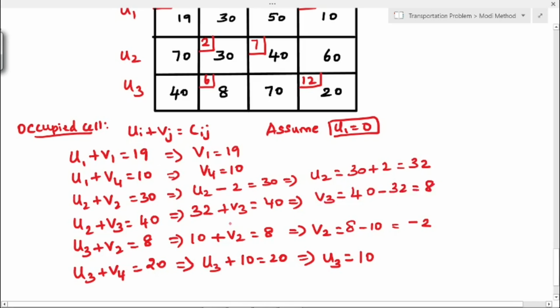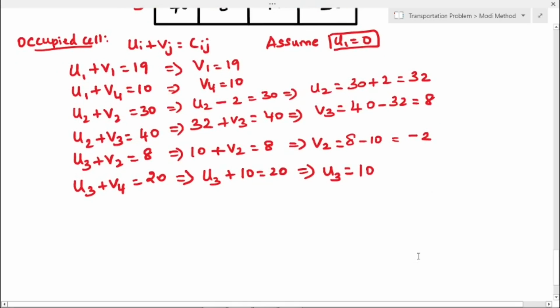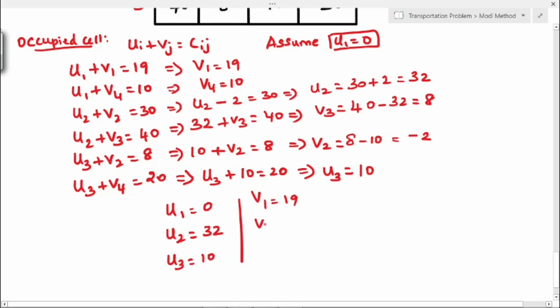So now we will find the opportunity cost values using all the Ui and Vj values. First we will write the values here. U1, our assumption, is 0, and U2 is 32, U3 is 10, and V1 is 19, V2 is minus 2, V3 is 8 and V4 is 10. So using these values, now we have to find the opportunity cost.